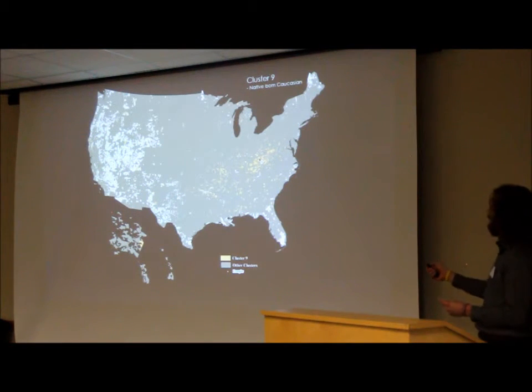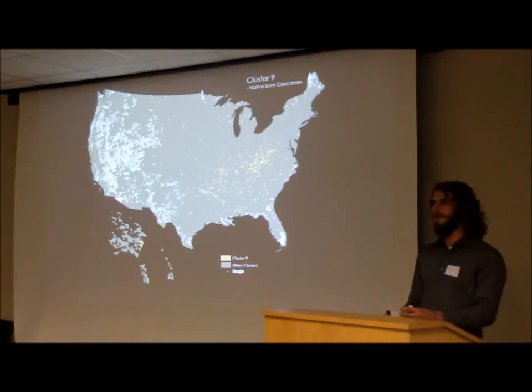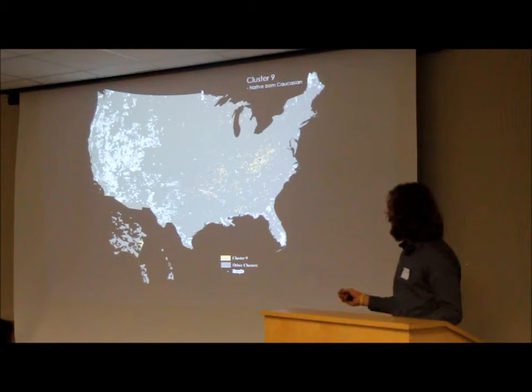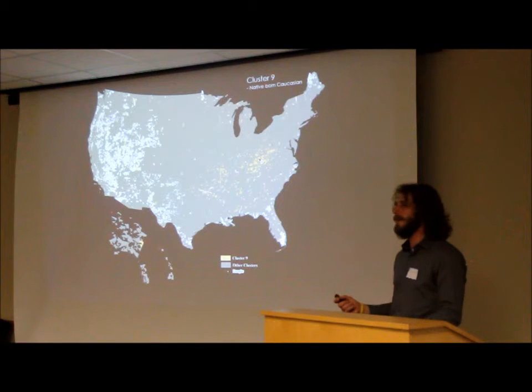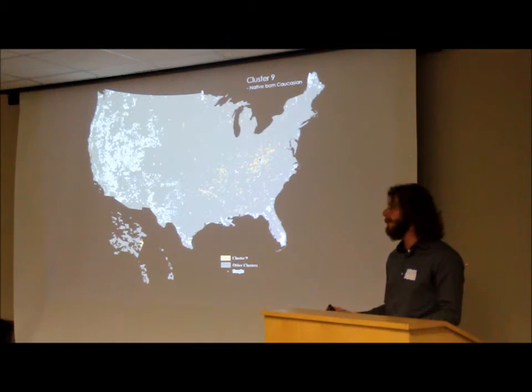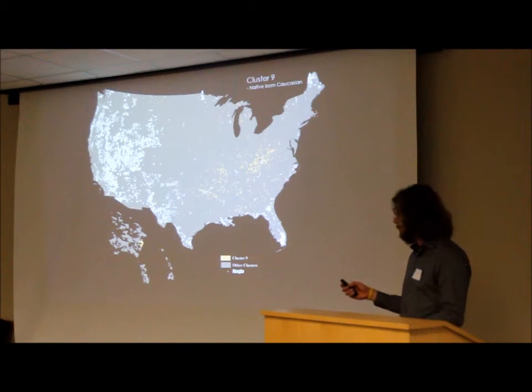Finally, we get to the one that I kind of deemed Appalachia, but it's also more widespread than that. This cluster was very similar to the South, except instead of having a high African American or black population, this cluster had an extremely high white population, an extremely high English-only speaking population, and an extremely high non-foreign born population.